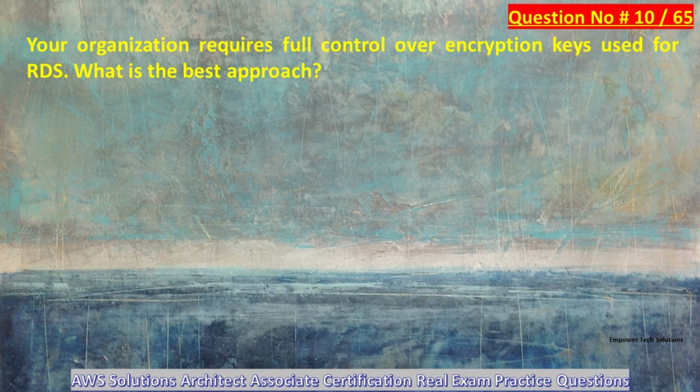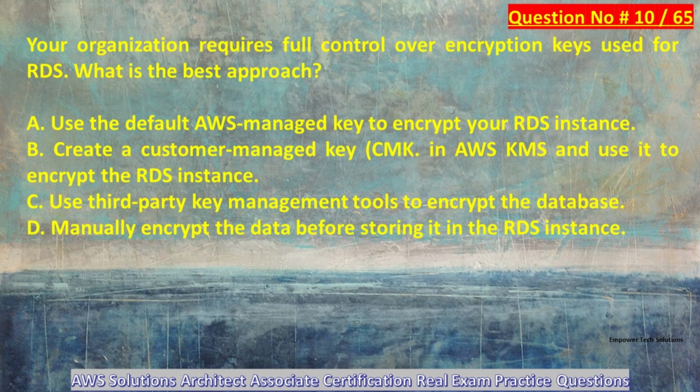Your organization requires full control over encryption keys used for RDS. What is the best approach? A. Use the default AWS managed key to encrypt your RDS instance. B. Create a customer managed key, CMK, in AWS KMS and use it to encrypt the RDS instance. C. Use third-party key management tools to encrypt the database. D. Manually encrypt the data before storing it in the RDS instance.